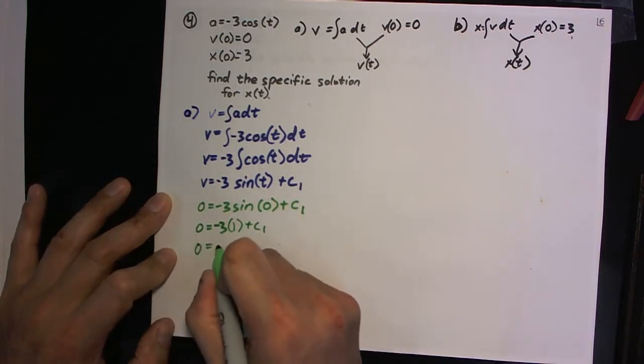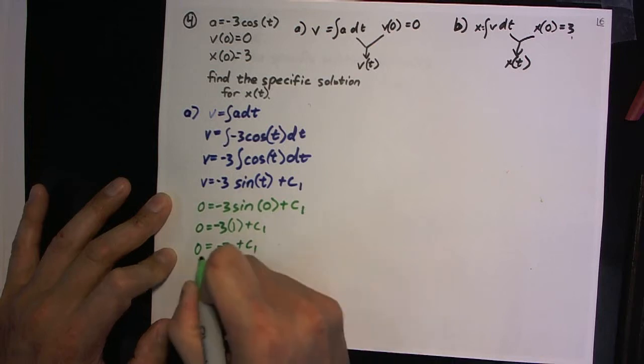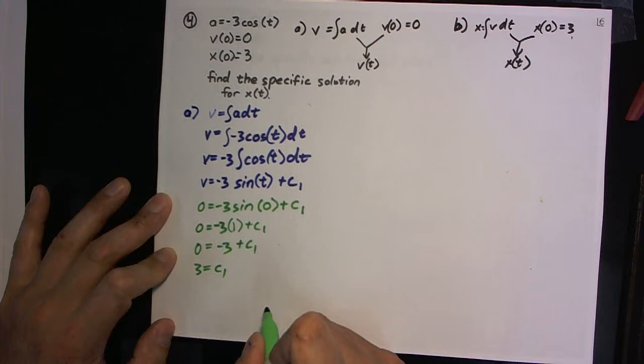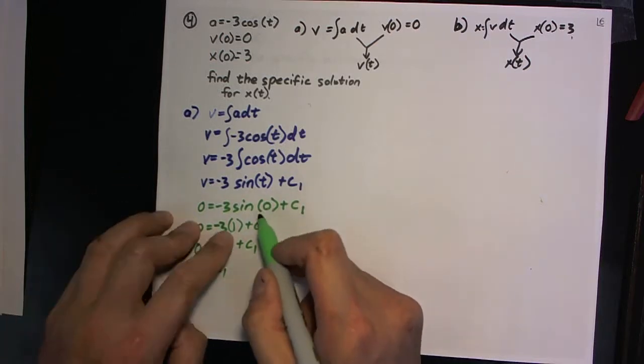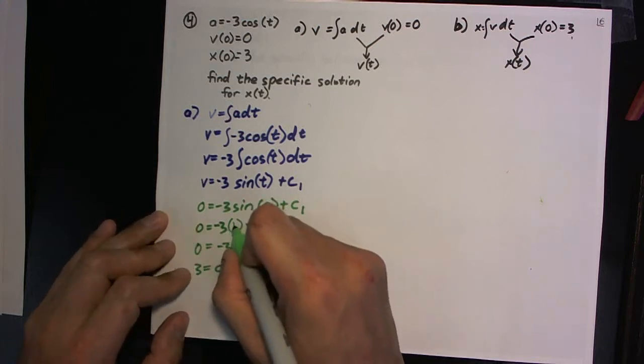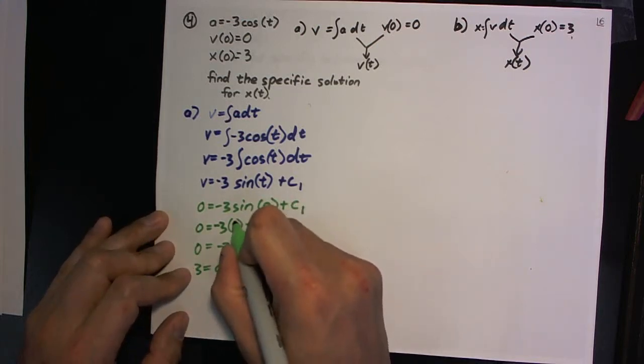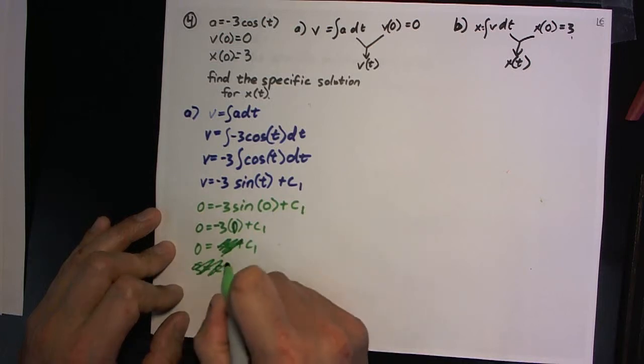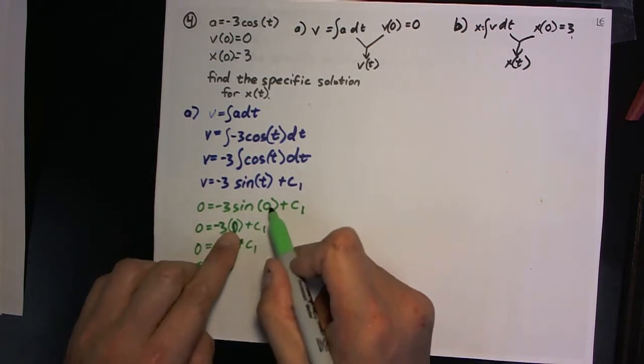Do a little bit of math here. Okay, I made a mistake. Sine of 0 is not 1. Cosine of 0 is 0. Alright, so that should go away. There we go. Alright, so sine of 0 is 1.